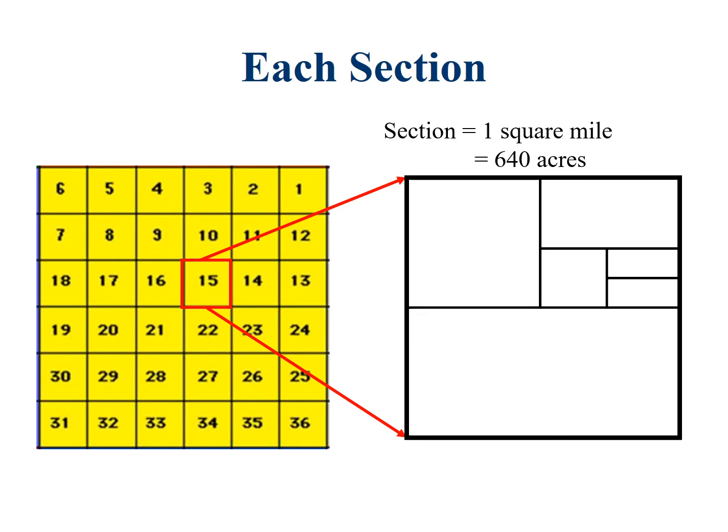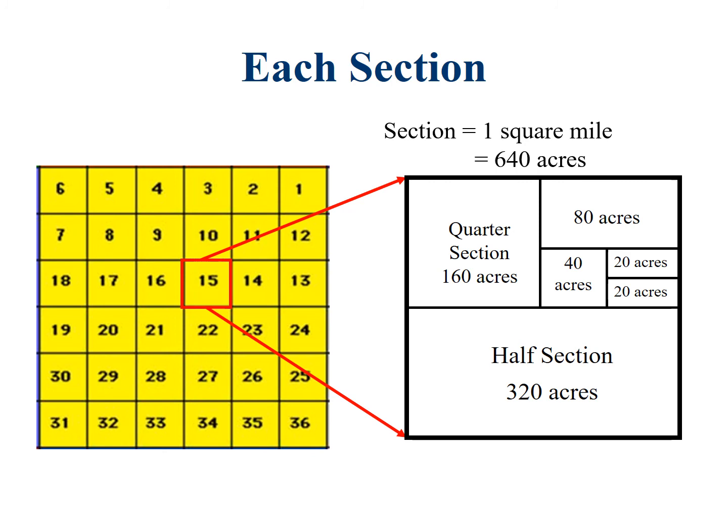Each section can then be divided into even smaller parcels by referring to quarters or halves of the section. 1 square mile is equal to 640 acres, so half a section contains half of 640 acres, which would be 320 acres. A quarter section contains 1/4 of 640 acres, which would be 160 acres. These partial sections can be further divided into smaller and smaller subdivisions such as quarter sections or half-quarter sections.